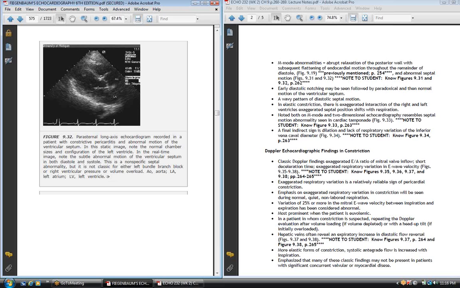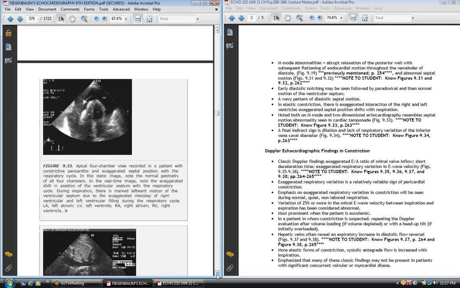So statically it looks okay, but the real-time image is where you have to pay attention to it. So let's go down to 933, which refers to looking like the classic tamponade, has exaggerated septal position with the respiratory cycle. In the static image, note the normal geometry of all four chambers. But in the real-time image, which you should be able to find on your DVD, note the exaggerated shift in position of the ventricular septum with the respiratory cycle.